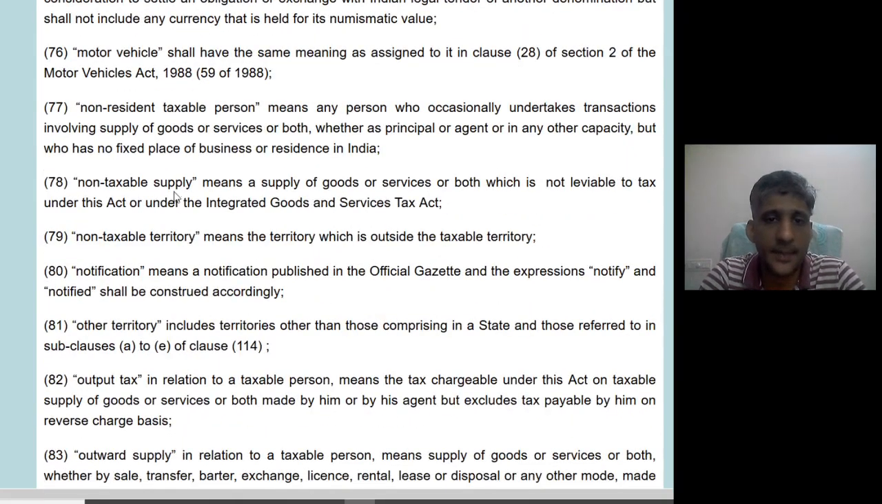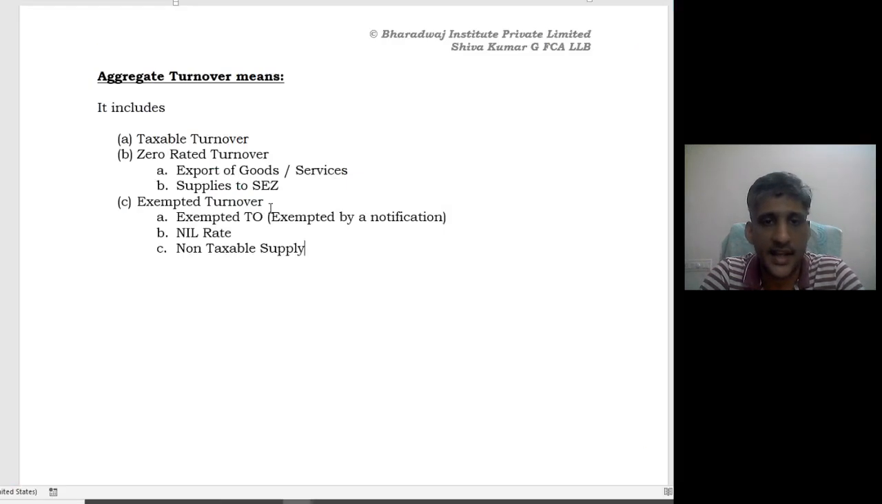Non-taxable supplies means supply of goods or services or both which is not leviable to tax under this Act or under the IGST Act. So petrol, diesel, etc. Aggregate turnover includes taxable turnover, zero rated turnover and exempted turnover. Exempted includes exempted turnover, nil rated turnover and non-taxable supplies.